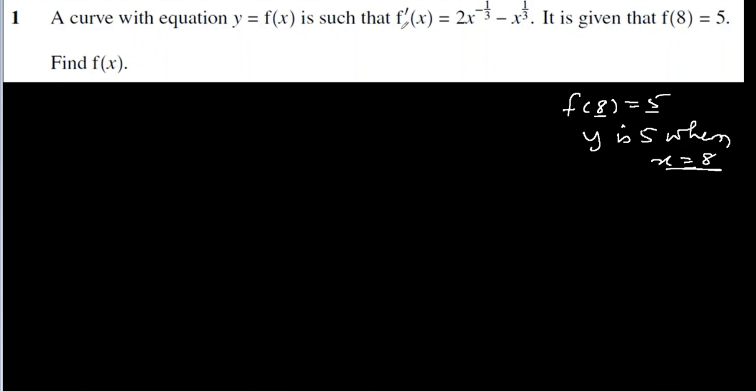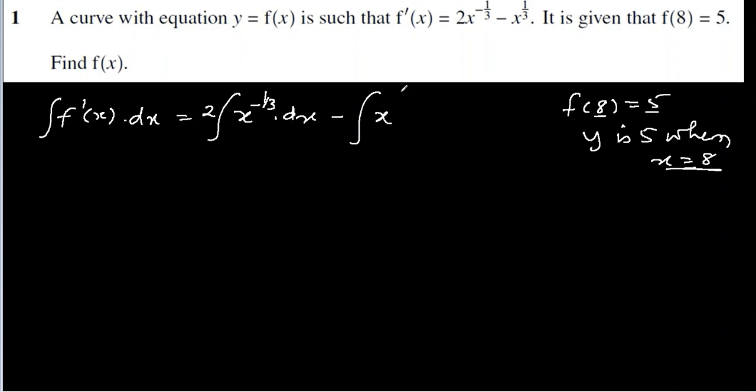Whenever we want to get an equation from the first derivative, just integrate that on both sides with respect to x. In this case it is 2, I will keep the constant out, and x to the power minus 1/3 inside, minus x to the power positive 1/3, and dx. We have to integrate them. So the integration of the derivative of f will be f(x). This is what we want.